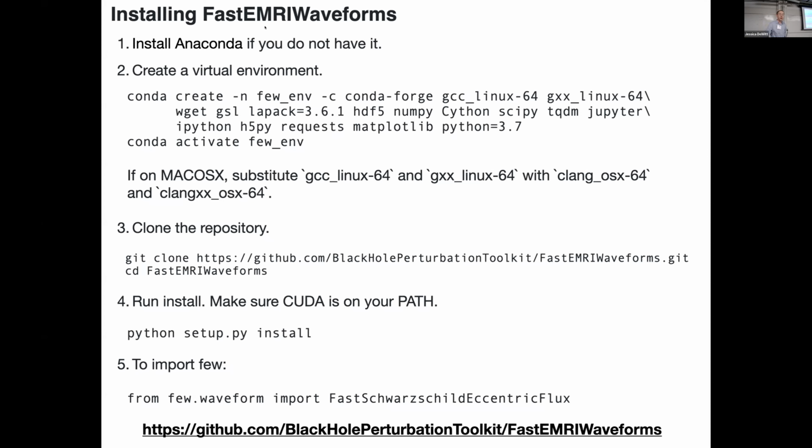All right, just a quick one. I know that a number of the codes in the Black Hole Perturbation Toolkit are Python based. Are any of them pip installable?